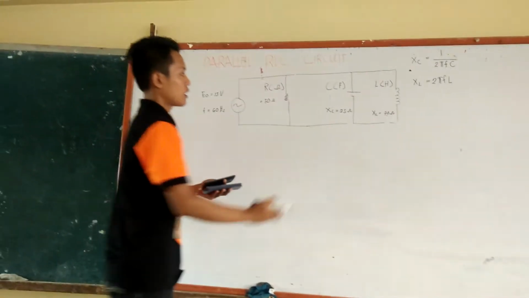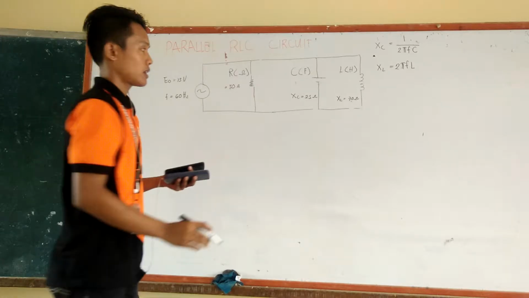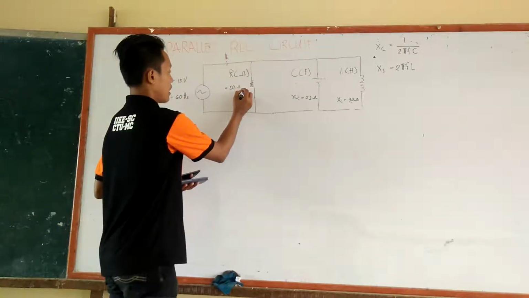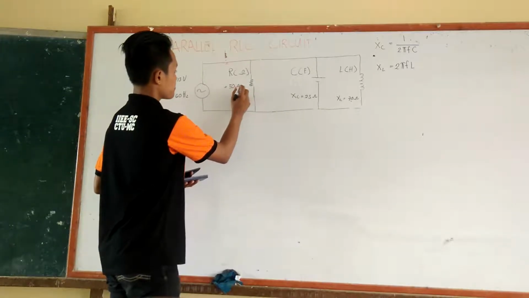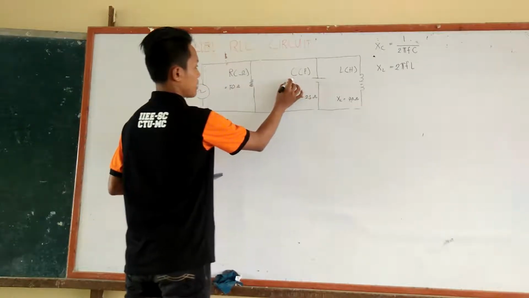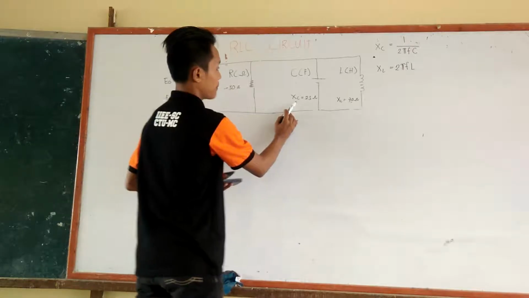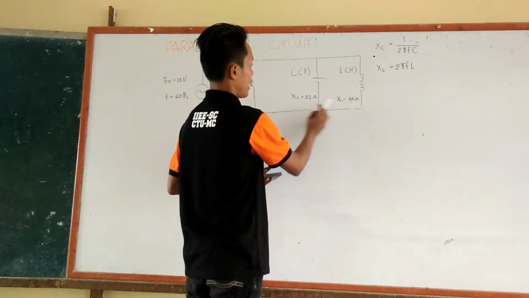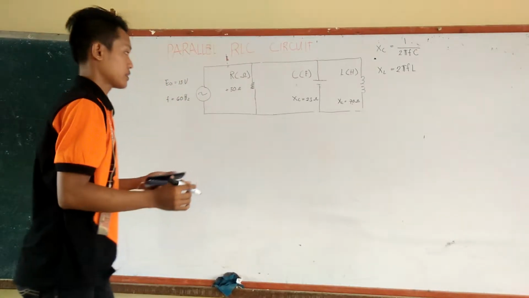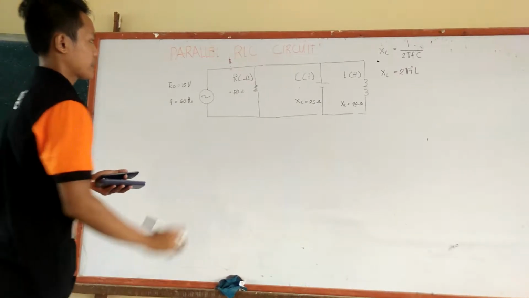Then I'm giving the value of capacitive reactance and inductive reactance because we will be using Ohm's law to solve the current in each branch. So if you were given the value of a capacitor, you can use the formula to derive the capacitive reactance and inductive reactance so that you can solve the branch current. So now we're solving the branch current.